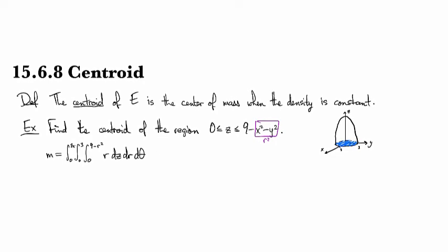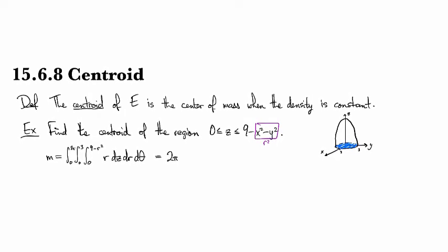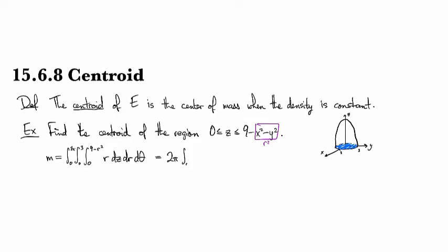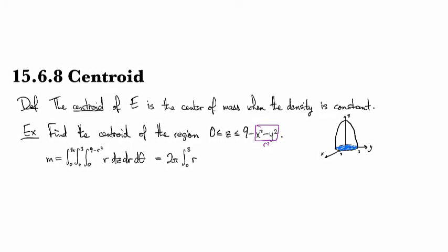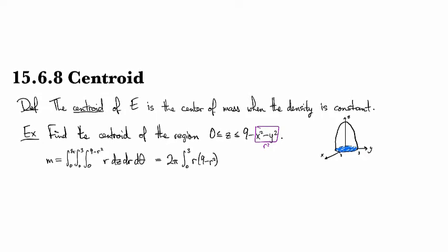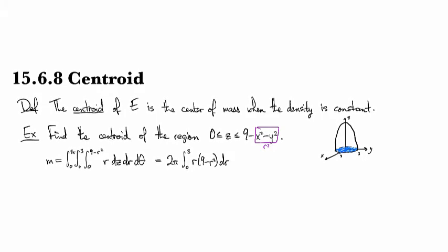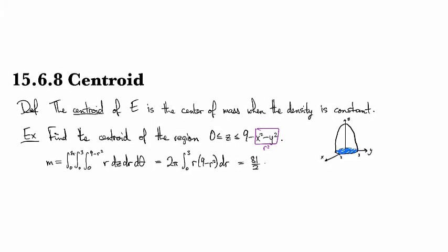Okay, and so we can pluck out the integral over theta, and that'll evaluate to 2 pi because there's no thetas anywhere else in this business. And then we'll have the integral from 0 to 3 of r times, and then integrating the z, we've got 9 minus r squared dr, and then that evaluates to 81 over 2 pi.